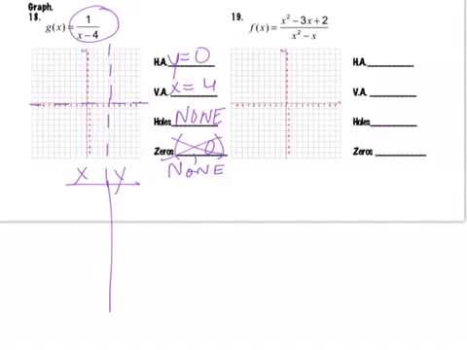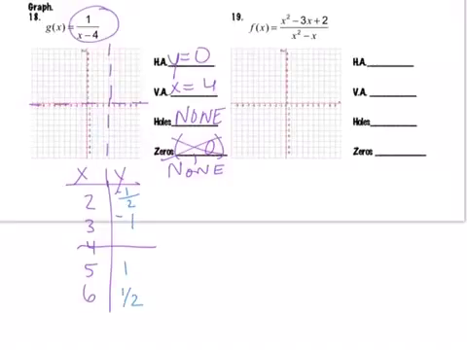So when I graph this, I need to use a t-chart because I need some more points. X and Y. I like to look at my vertical asymptote and have that in the middle, so then I have 2 less and 2 greater than that. So when I substitute 2 in up here, I have 1 over 2 minus 4, so that'd be 1 over negative 2. And when I substitute 3 in, I have 1 over 3 minus 4, which is 1 over negative 1, so that's negative 1. If I substitute 5 in, it's 1 over 1, which is 1. And if I substitute 6 in, it is 1 over 2, so 1/2.